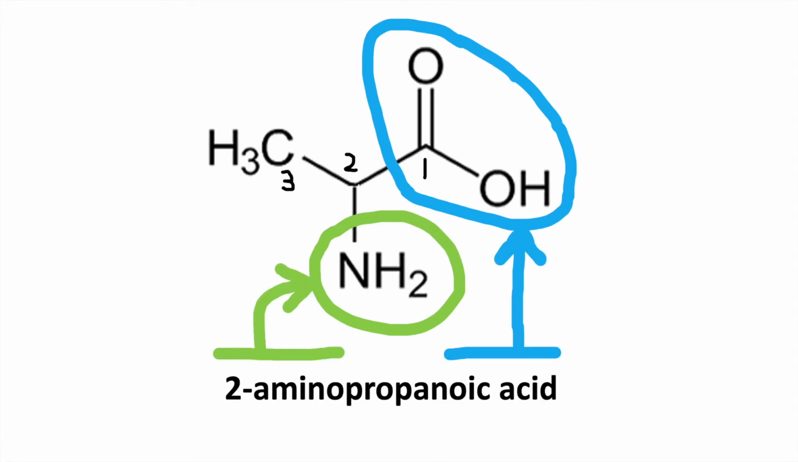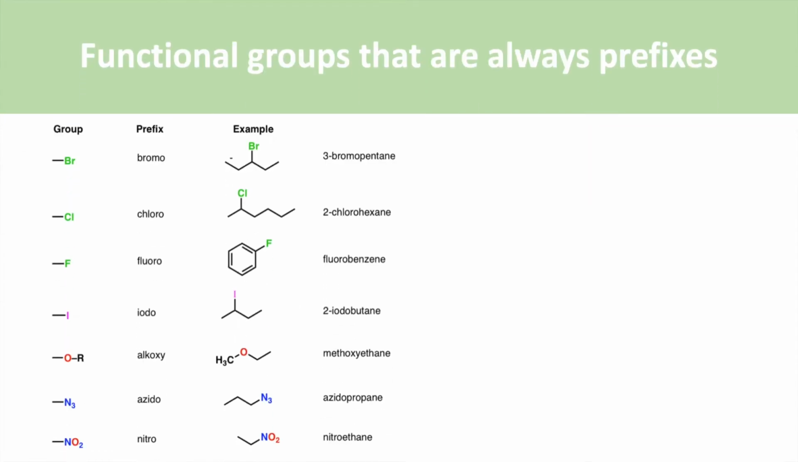Okay, now we're going to look at some new functional groups, which have not necessarily been touched upon in class. First, here is a list of functional groups that are always written as prefixes and will never give a suffix, even if the substance they are attached to is just an alkane. These include halogens like bromine, chlorine, fluorine, and iodine, alkoxy groups of ethers, which connect to sides of alkane groups using an oxygen atom, azido groups, which is an N3 molecule, and nitro groups, which is an NO2 molecule.